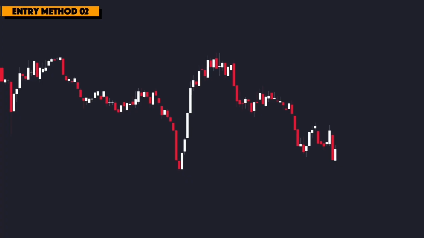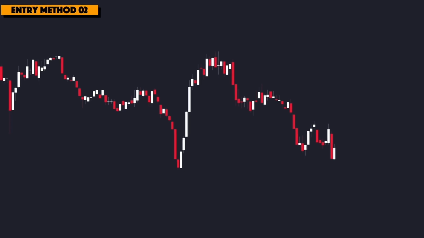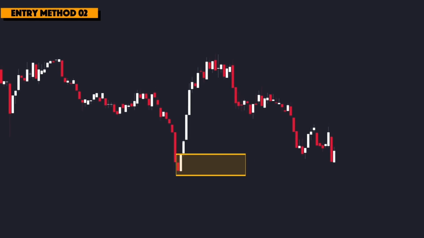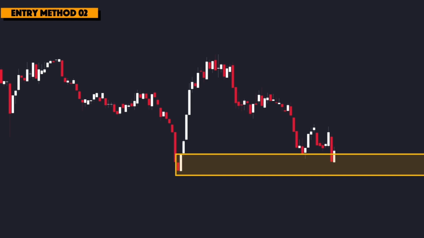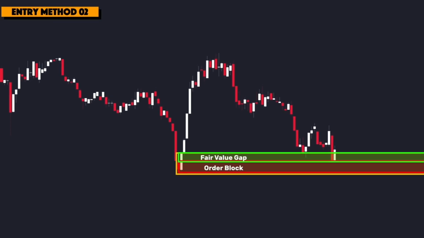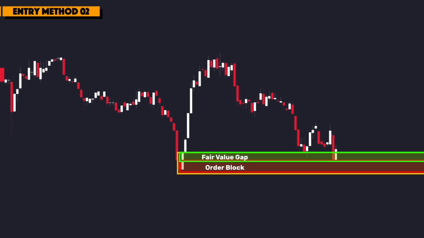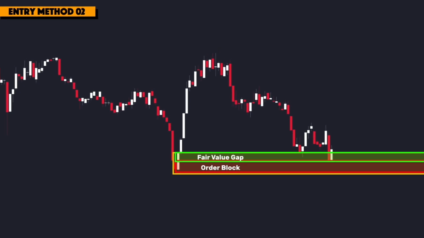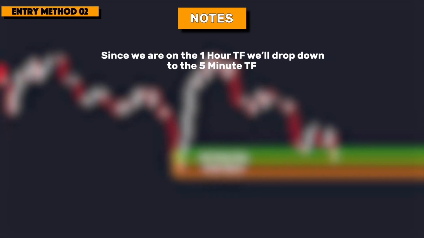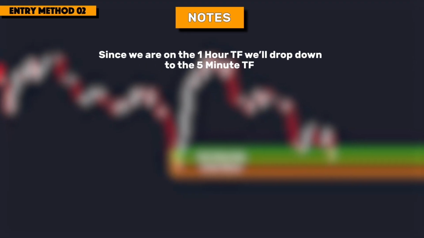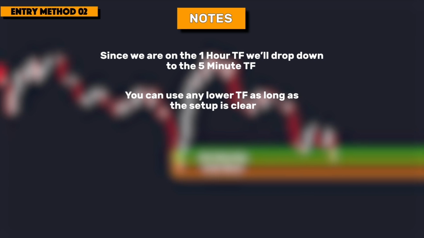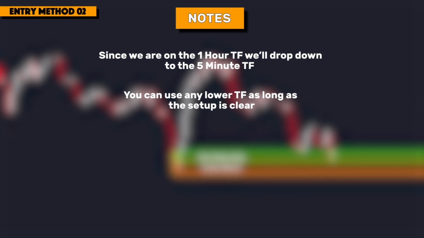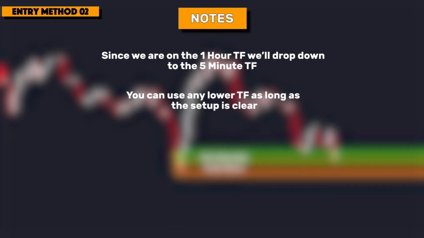A much better way to enter a trade like this is to combine the high time frame with a low time frame. Let's look at a new example. Here on the 1 hour chart, you could see that the market created a nice golden zone, which again is basically a strong MSB with a fair value gap and an order block overlapping each other. After spotting the setup, we should drill down to a lower time frame to set our entry. Since we are on the 1 hour time frame here, we'll drop down to the 5-minute time frame. Again, nothing magical about the 5-minute time frame in particular. You could even use the 15-minute or the 1-minute if you'd like.